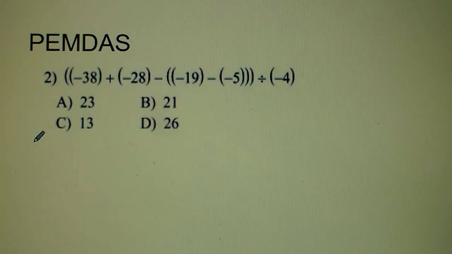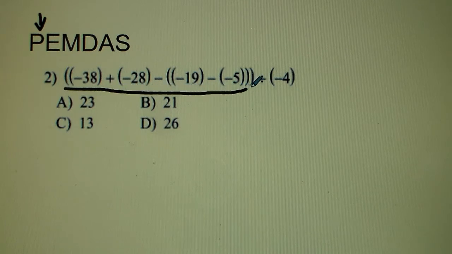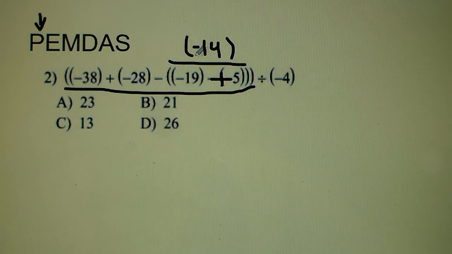Let's do another one here. So PEMDAS, we have to take care of all the parentheses first, so everything that's in the innermost parentheses. So we got this whole big thing here. We have to take care of that first. And then within that, it looks like we have another one right here. So we have to do negative 19 plus 5, which gets us negative 14. So that's in that one set of parentheses.